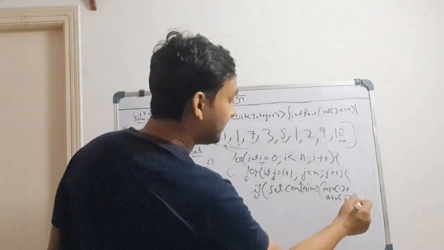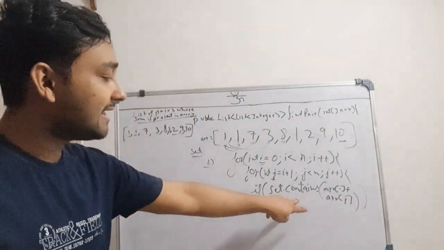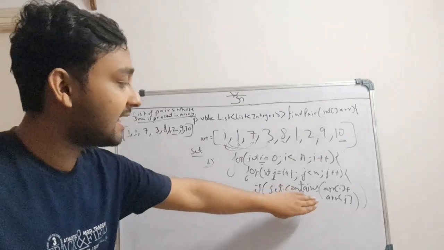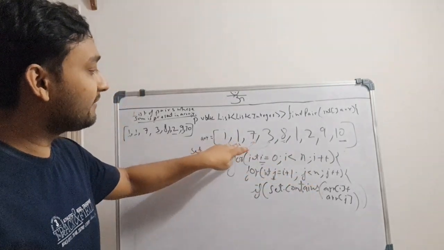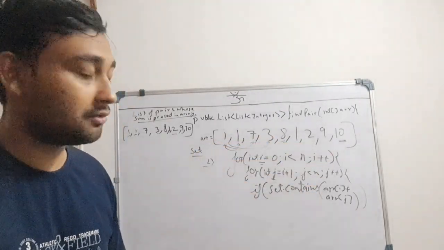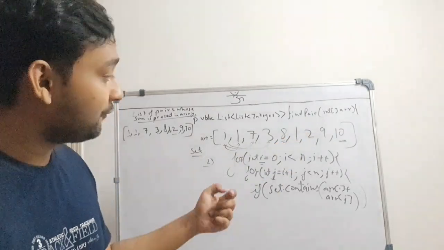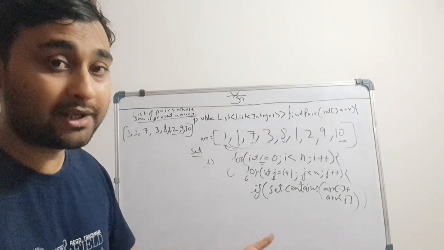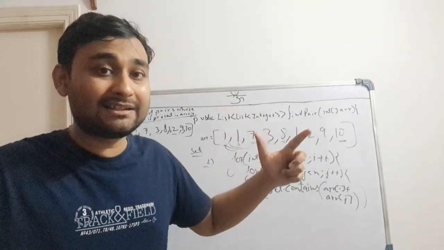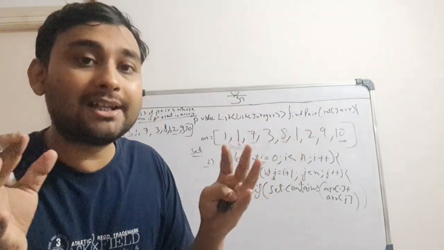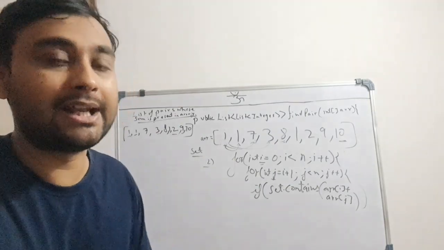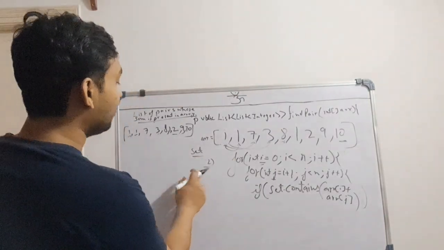Okay, so like this we have to write, if set dot contains arr of i plus arr of j, 1 plus 1 is 2. I have found out that 1 plus 1 is 2. It's present in the array. So what do we have to do? We have to create one list of lists, because there will be a big list which will contain all the lists whose sum is present in the given array.